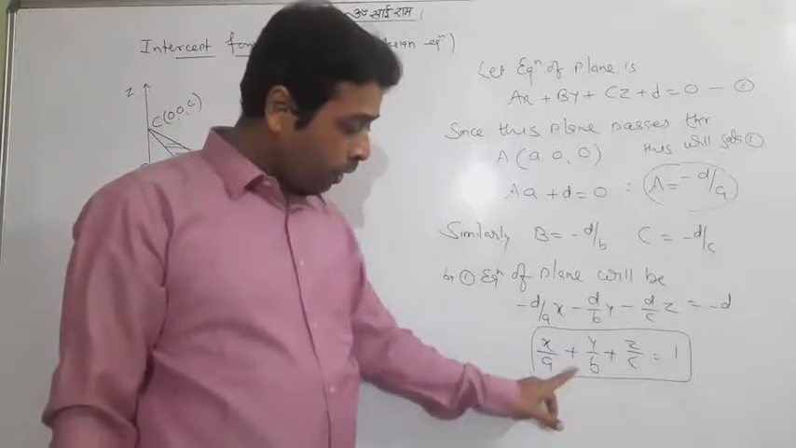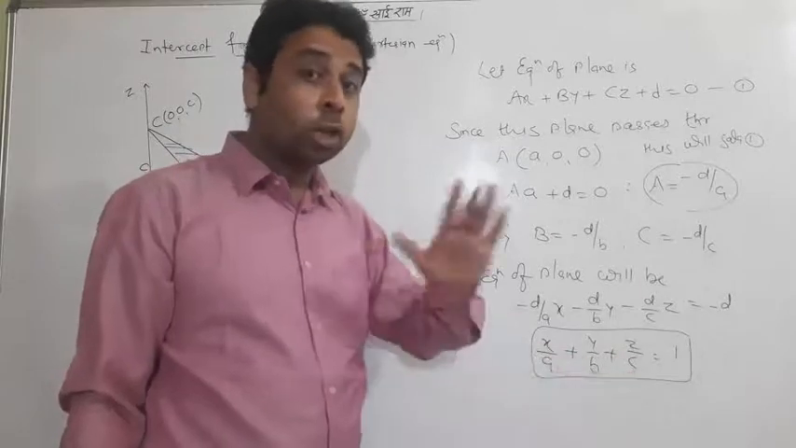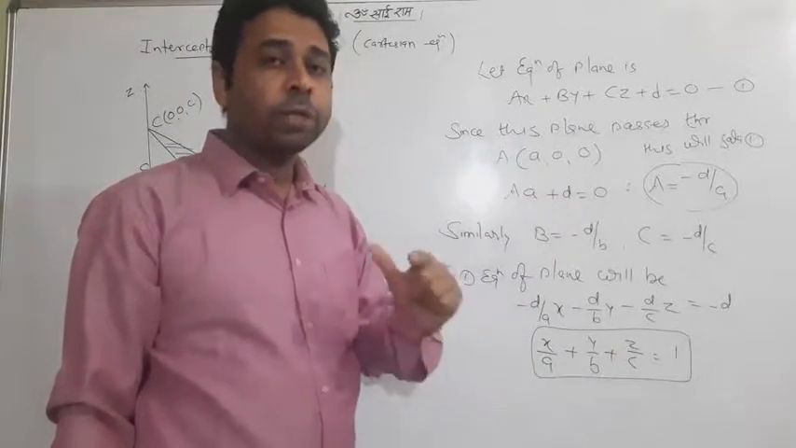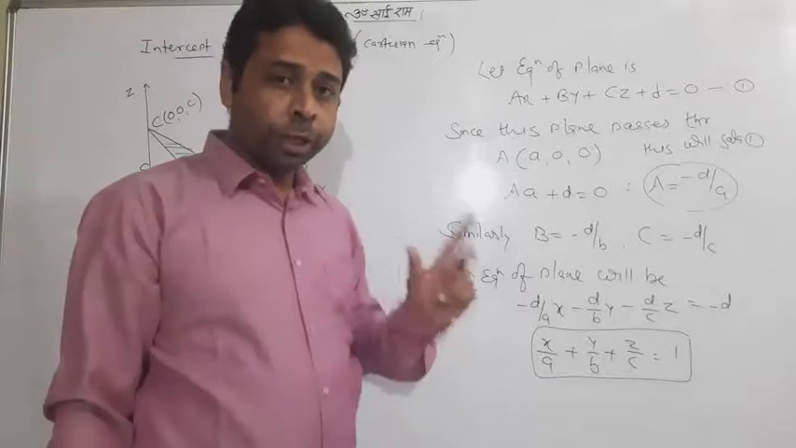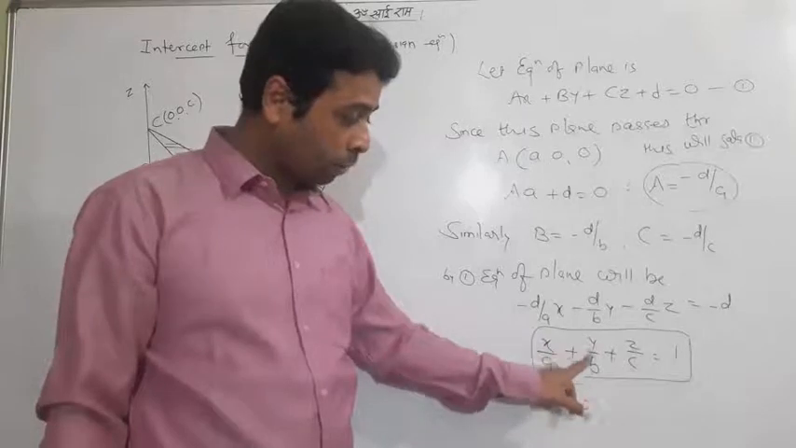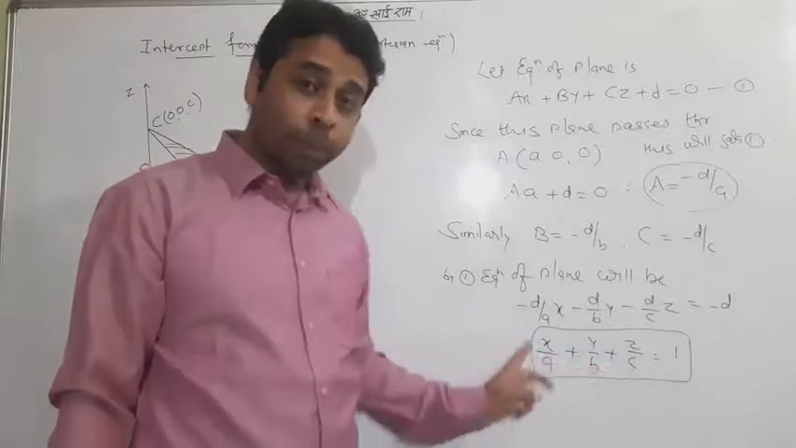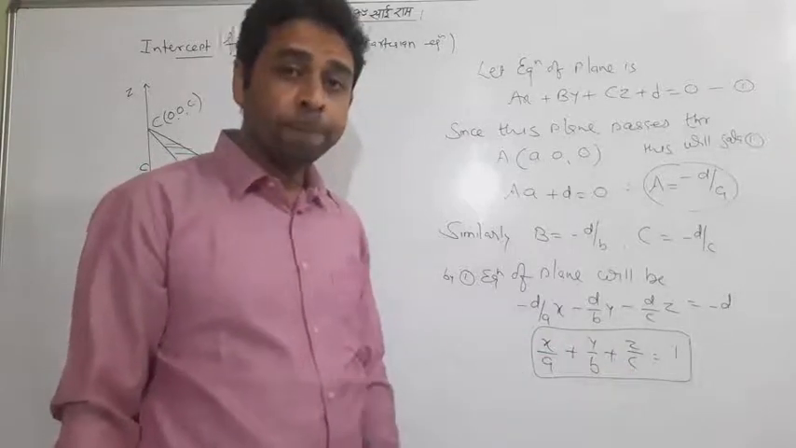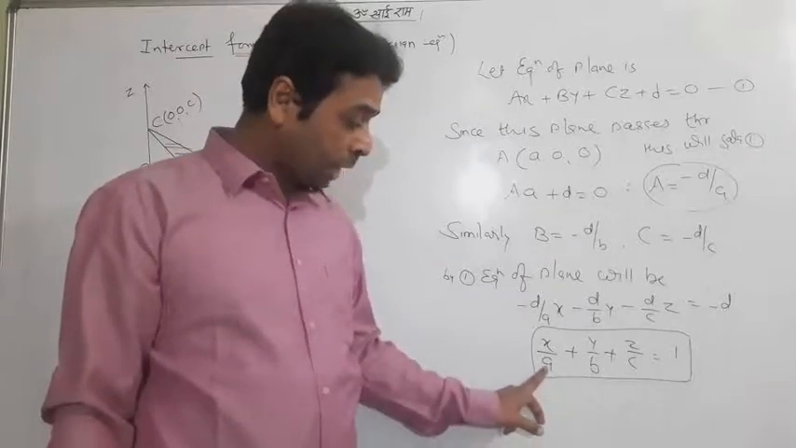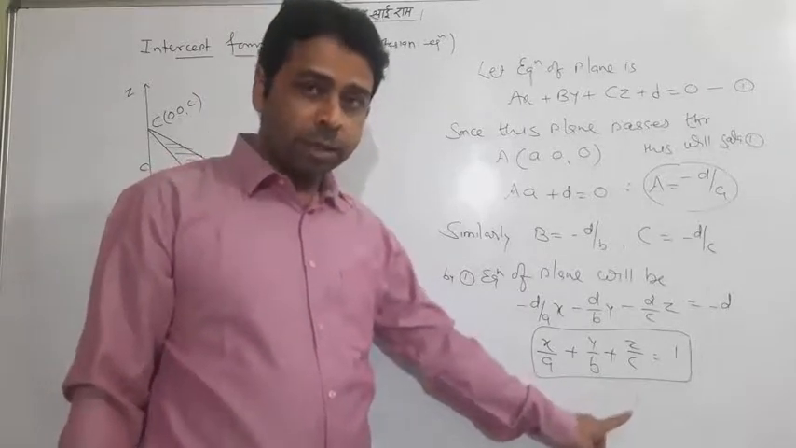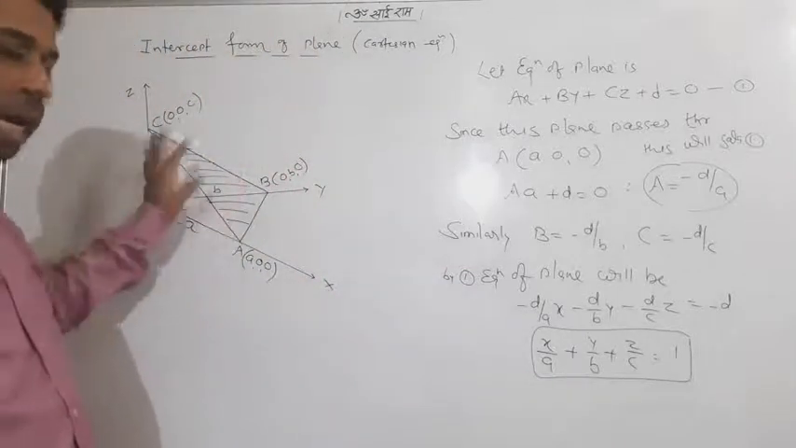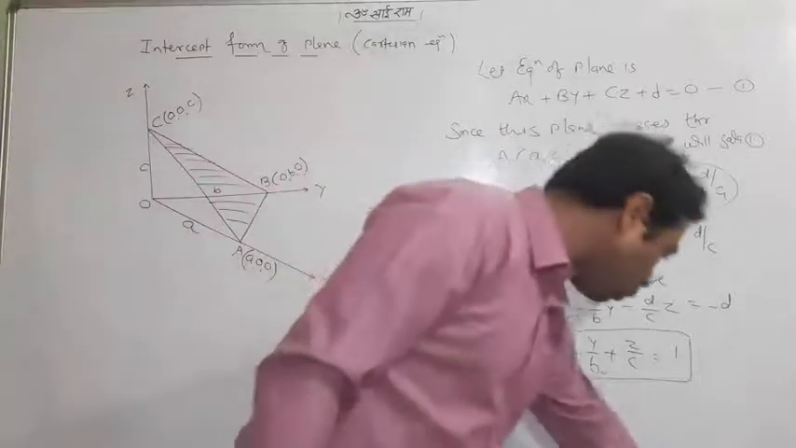And small a, small b, small c are not the direction ratios. Because what is the definition of direction ratios? Coefficients of x, y, z. Coefficient of x is 1 by a, coefficient of y is 1 by b, of z is 1 by c. So 1 upon a, 1 upon b, 1 upon c are the direction ratios of the normal of the plane. But what are small a, b, c? These are the intercepts cut by the plane on these axes. Okay, so this was the concept.